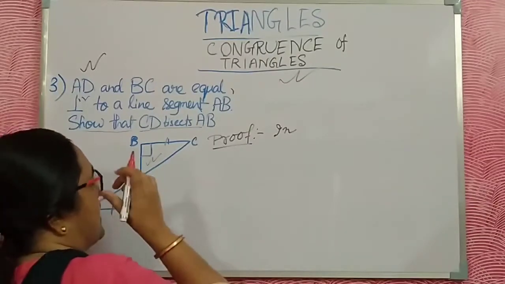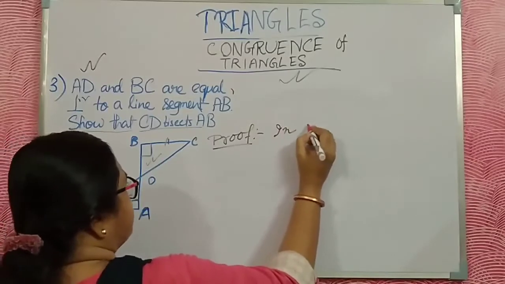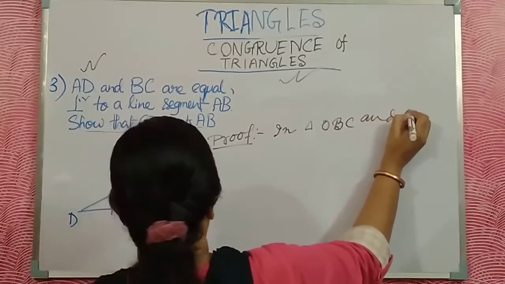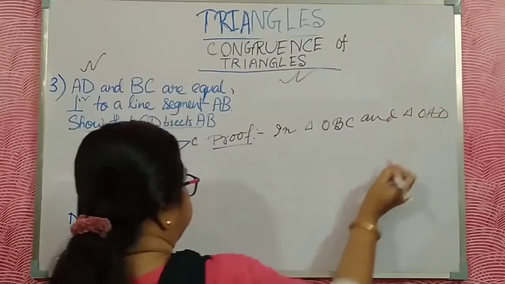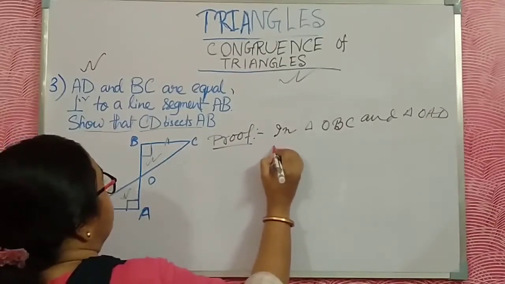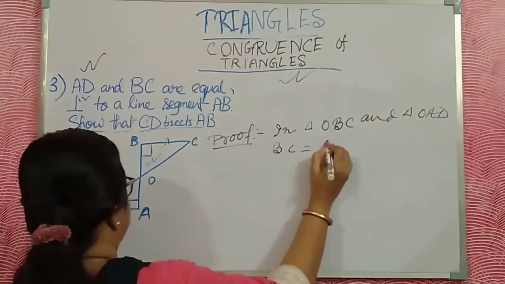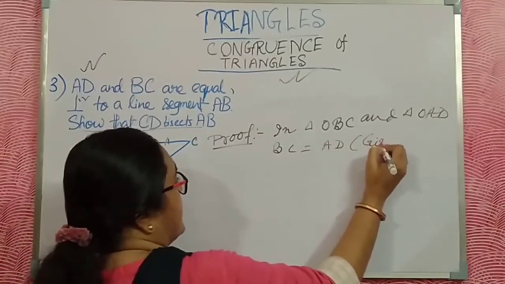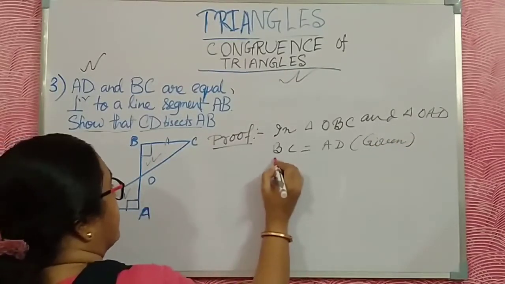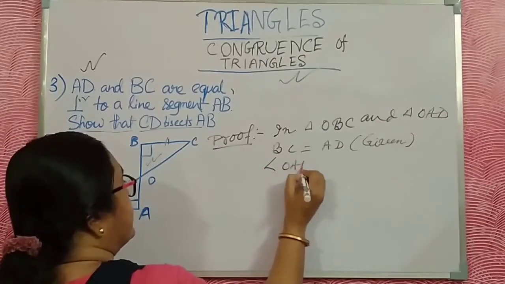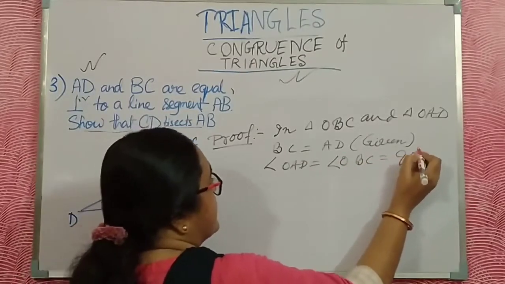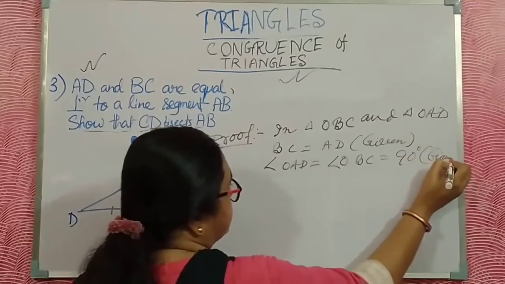Okay. Now I take two triangles: triangle OBC and triangle OAD. What is the given data? BC is equal to AD. This is the given condition. And the other condition is the right angle: angle OAD is equal to angle OBC is equal to 90 degrees. This is also given.